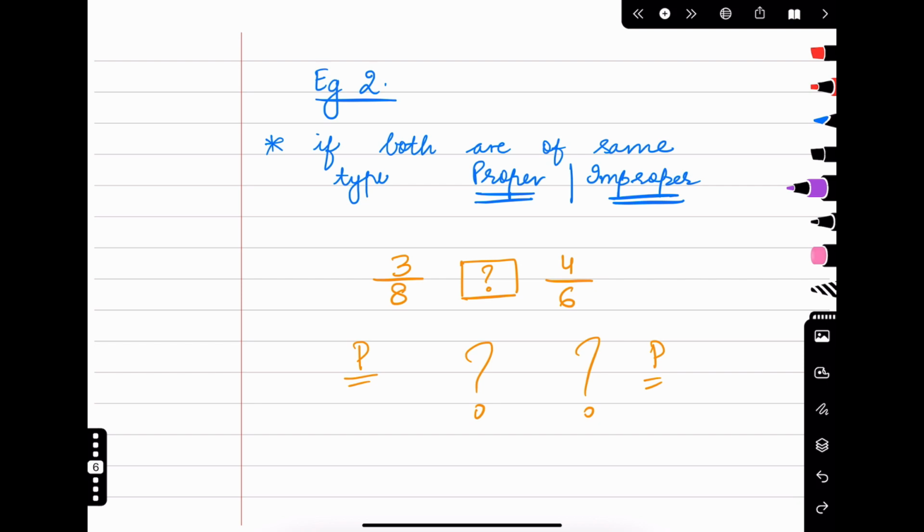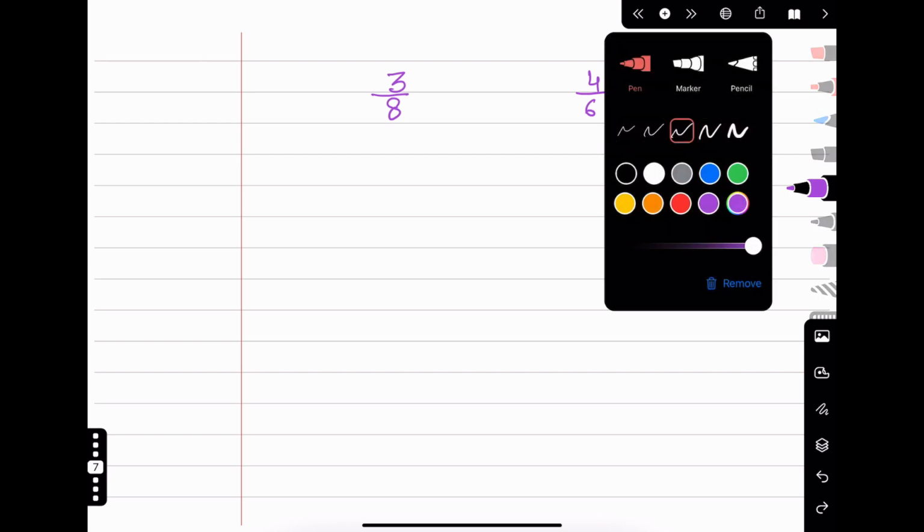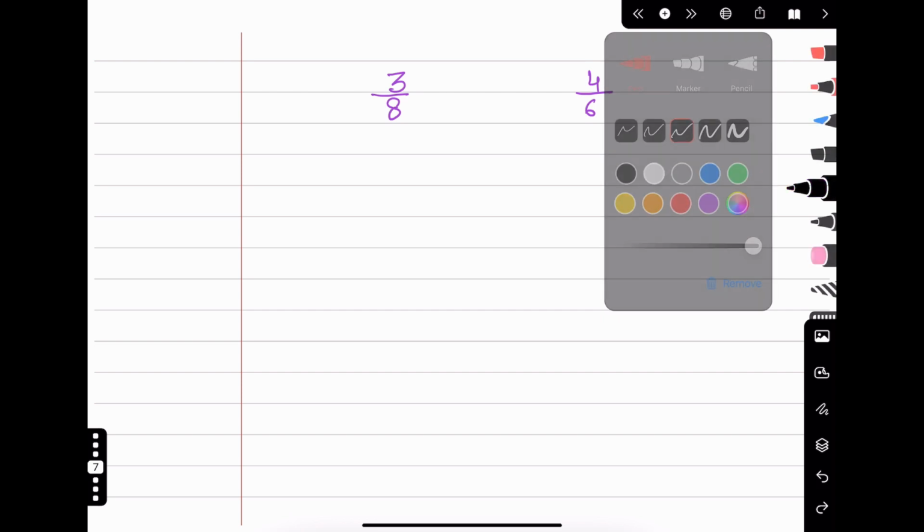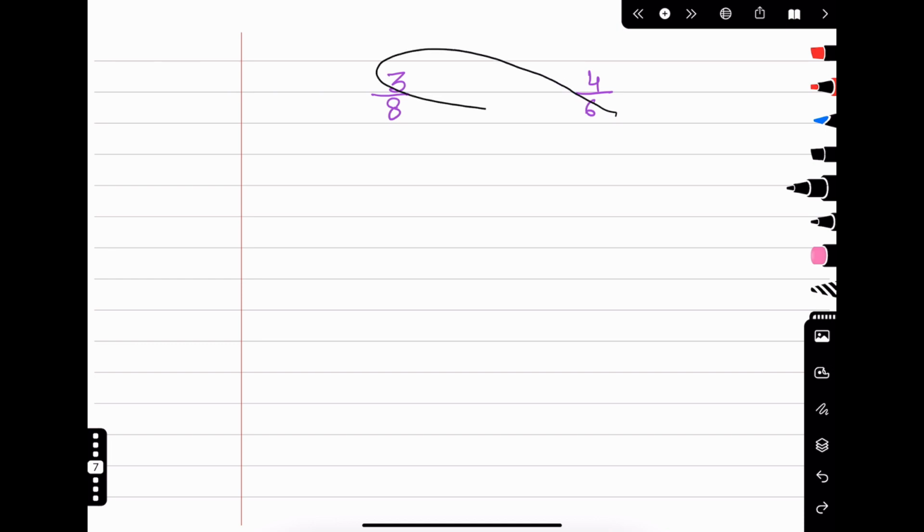I am taking one more example and we'll do it with it. 3 by 8, taking the same example, and 4/6. Just now we have discussed both the fractions are proper fractions, correct? What do we do now? We have to make a cross. Can you see? This is also known as the butterfly method or cross multiplication method.